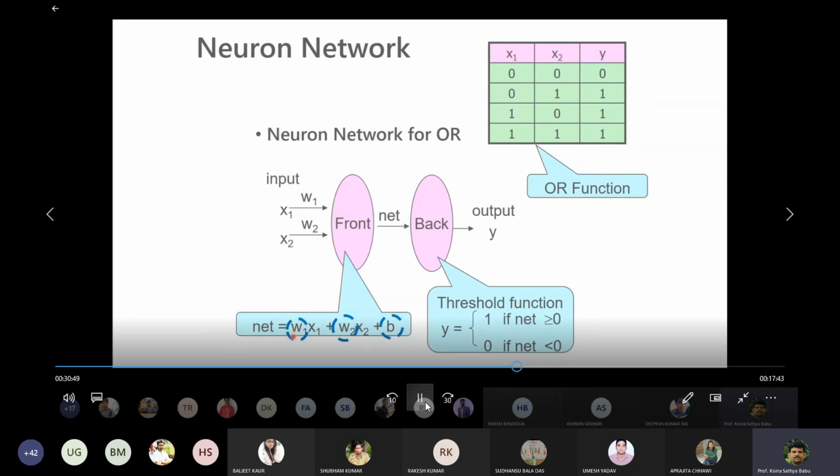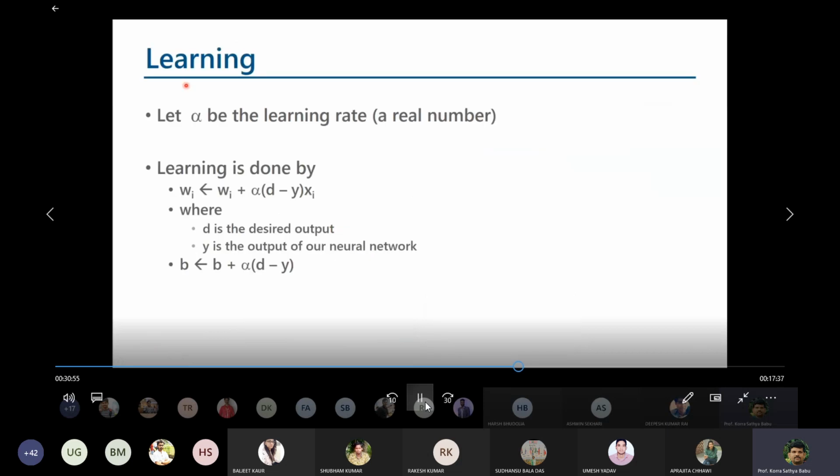It means that we have to derive or find out the value of W1, the value of W2, and the value of B. The learning algorithm is very simple here. Let alpha be the learning rate, a real number, some small value. We generally take a very low learning rate. Why do we take a low learning rate? What happens when we take a high learning rate?